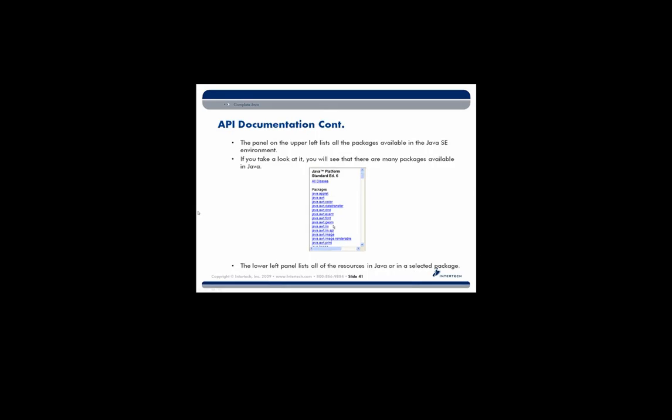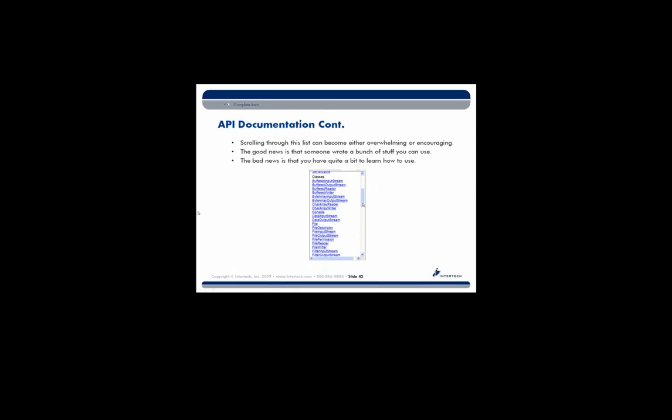Now, if I click on one of those packages, that's going to change the list of classes, which is right underneath. It's the frame underneath. So now I'll see all the different classes that are available to me for that particular package. So scrolling through this list can become either overwhelming or encouraging. So the good news is, wow, a lot of people have written a lot of stuff that I can use. And of course, the bad news is, wow, a lot of people have written a lot of stuff that I can use, but also have to learn. But again, that's where these Java docs come into play.